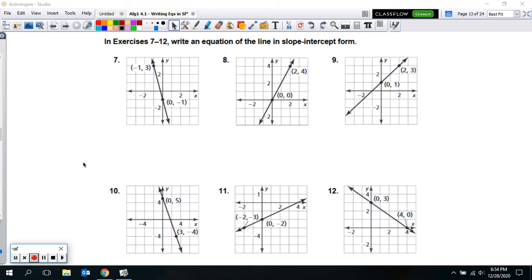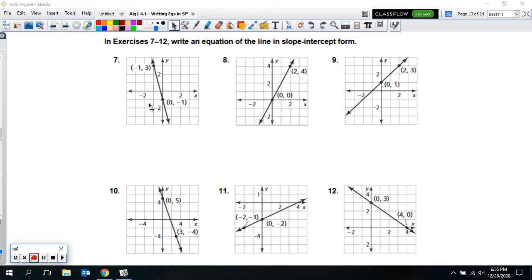Okay, so right there at the bottom of 99, we have 7 through 12. And on these ones, we've shown the graph. We're going to be doing the same thing as far as writing an equation in slope-intercept form again, so y equals mx plus b form. But this time they did not tell us exactly what the slope and the y-intercept were. They showed us the graph, and they're showing us 2 points also on that line. Those 2 points can help us figure out the slope and the y-intercept.